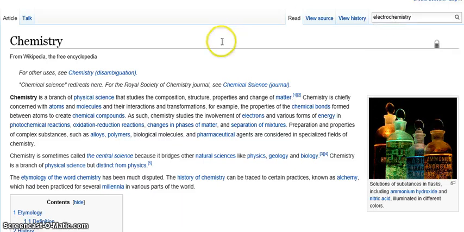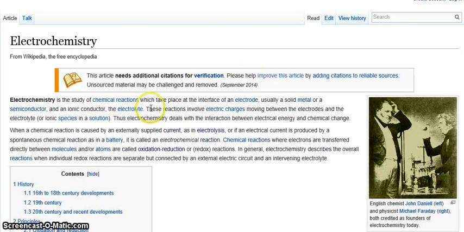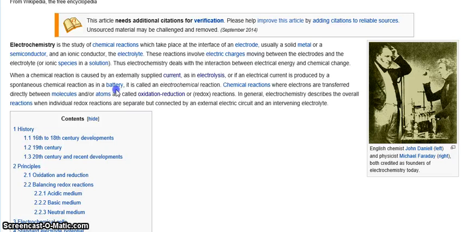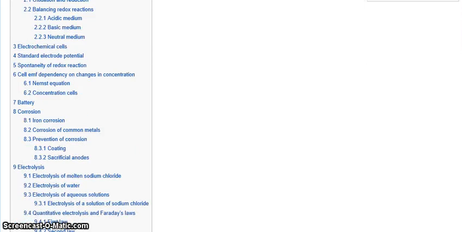Electrochemistry. This is actually very important. It actually predates thermodynamics. The study of chemical reactions which take place at the interface of an electrode, usually a solid metal or a semiconductor, and an ionic conductor or electrolyte. Good thing, because plasma acts the same way as electrolytes do. It's a charged material. And if you study electrolysis and electrical current, you'll understand the stars much better.